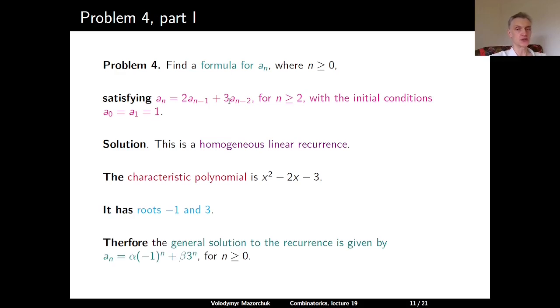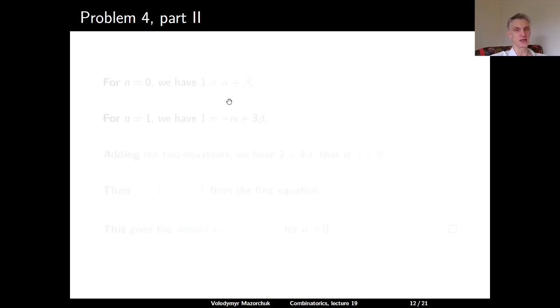So the general solution to the recurrence is given by a_n is equal to alpha times minus 1 to the power n plus beta times 3 to the power n for n greater than or equal to 0, where alpha and beta are some numbers. So to determine alpha and beta for our particular sequence a_n, we use the initial conditions. So for n is equal to 0, we get 1 is equal to alpha plus beta.